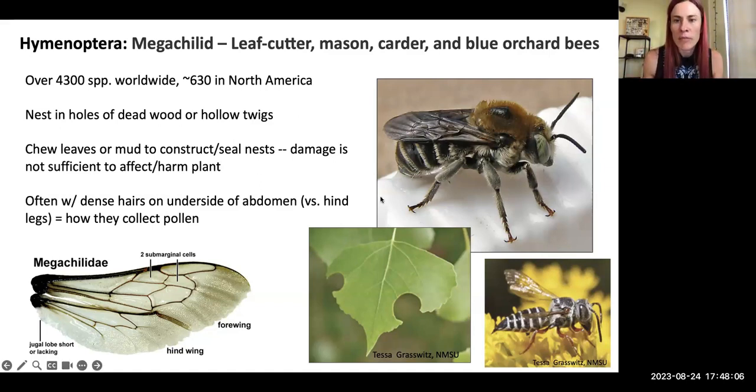And what's unique about them is they have very hairy undersides of their abdomen. So that's how they collect pollen versus on their legs like a honeybee would. So that's what the leafcutter bee does when they collect pollen, get it on their abdomen.